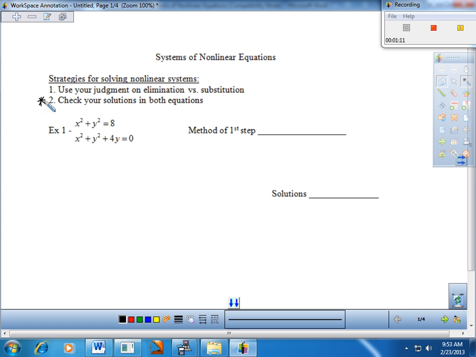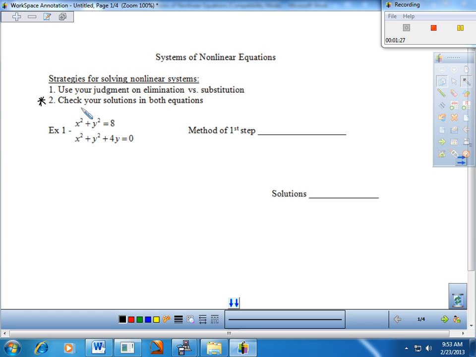When you've solved systems before, they've probably been linear in nature, and you could probably get away with not doing this for the most part. I'm sure your teacher told you to do it. But in this case, you really have to be careful that the solutions work in both equations. So we'll go ahead and do that.